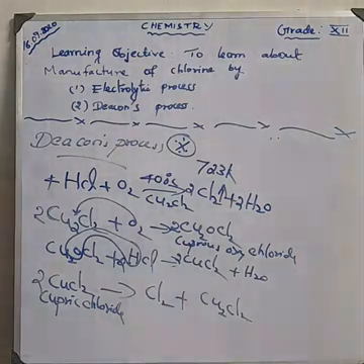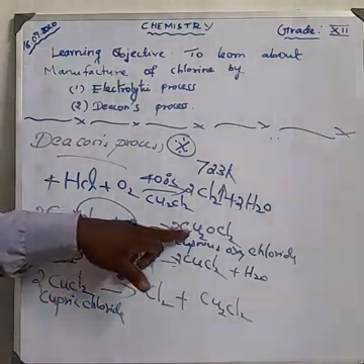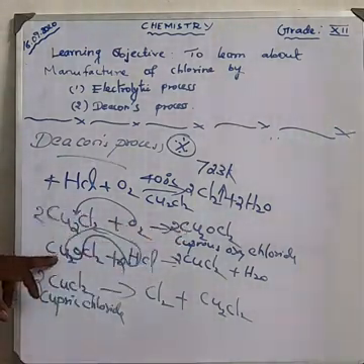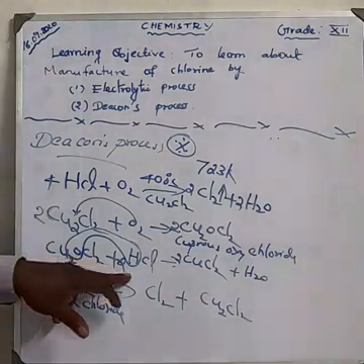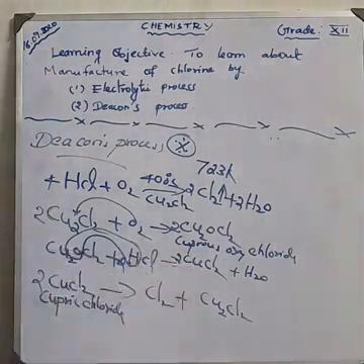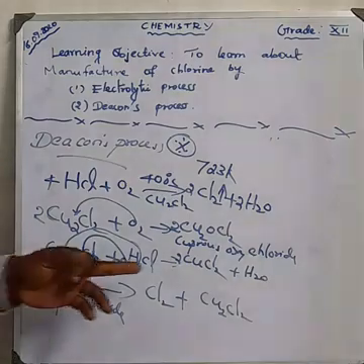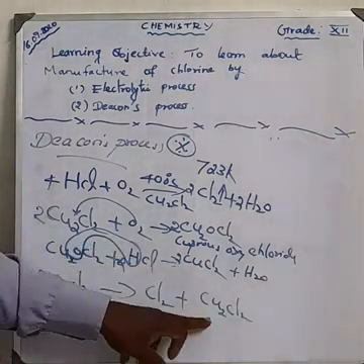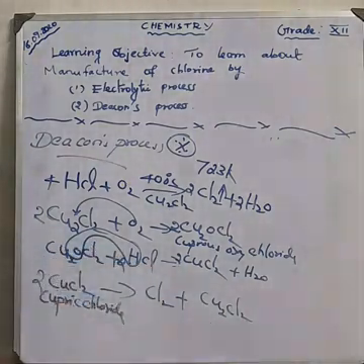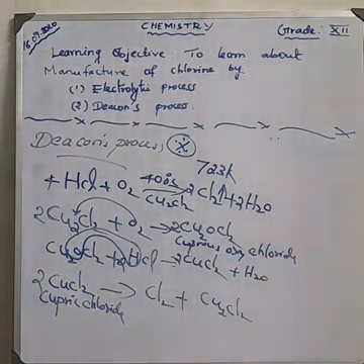Here, first, cuprous chloride reacts with oxygen to form cuprous oxychloride. The cuprous oxychloride reacts with hydrochloric acid to form cupric chloride, and the cupric chloride is converted into cuprous chloride with the liberation of chlorine gas. This is one of the methods of manufacture of chlorine.